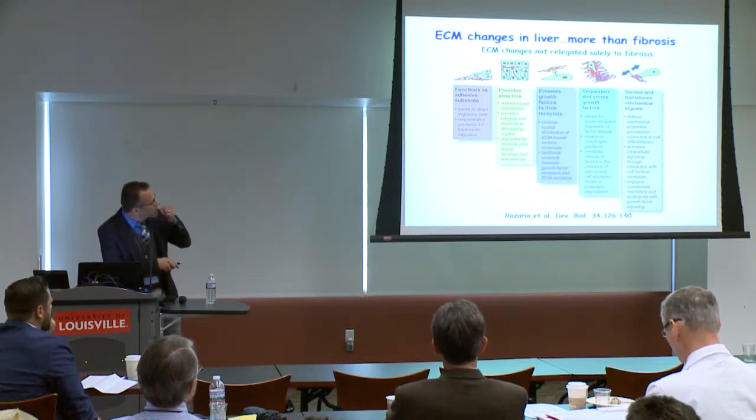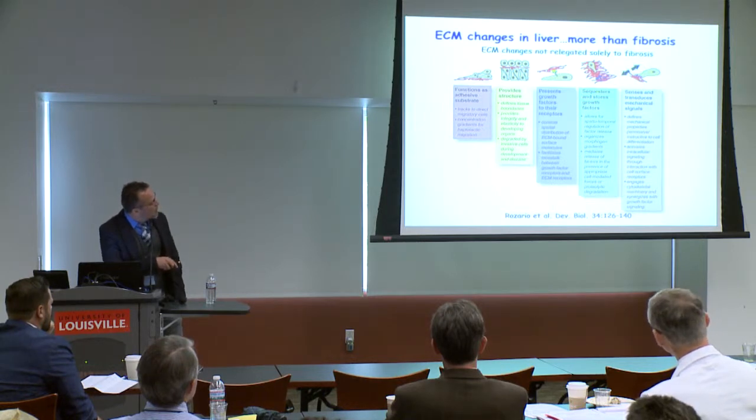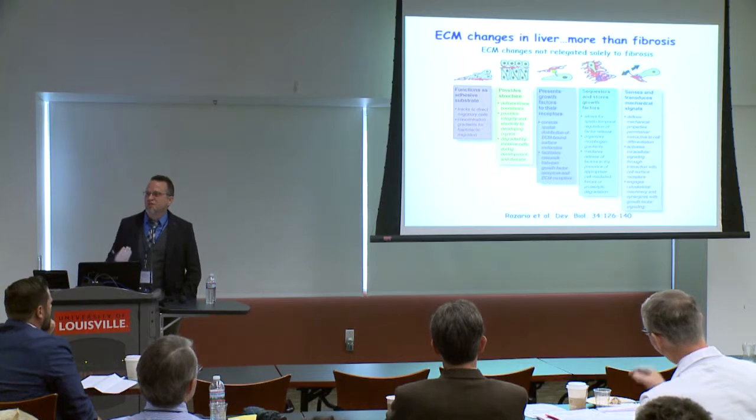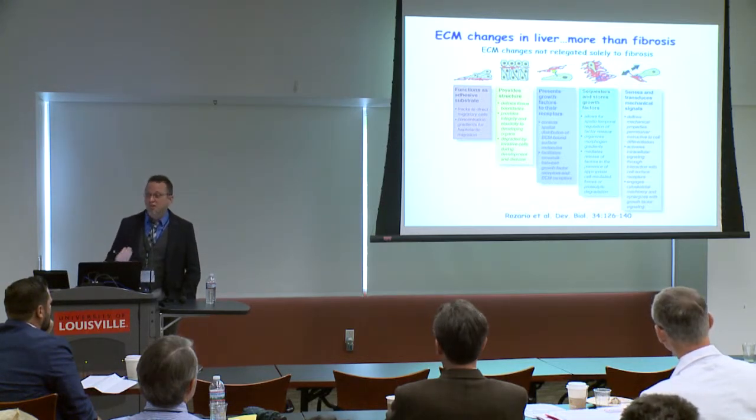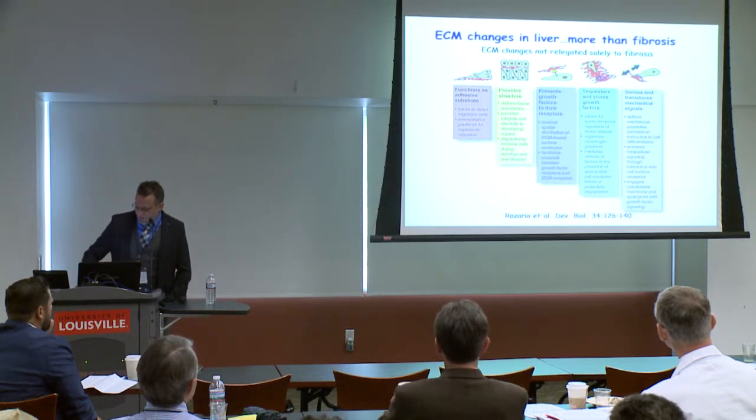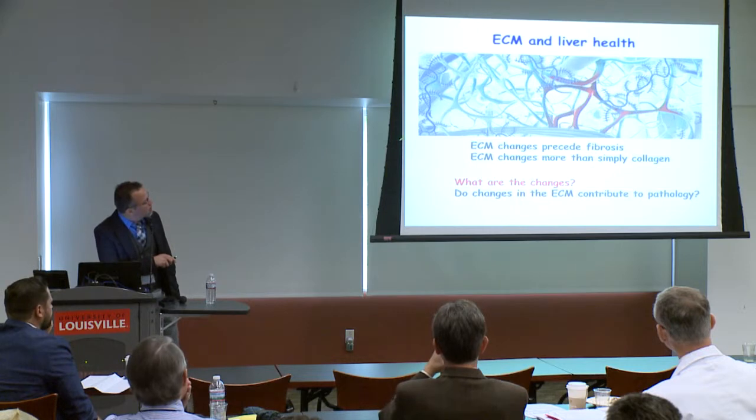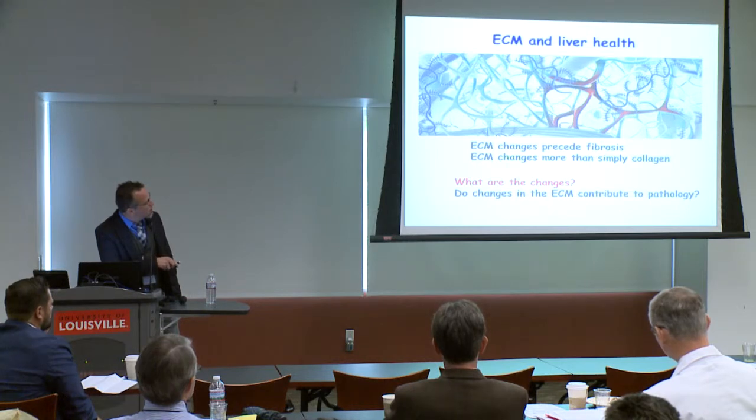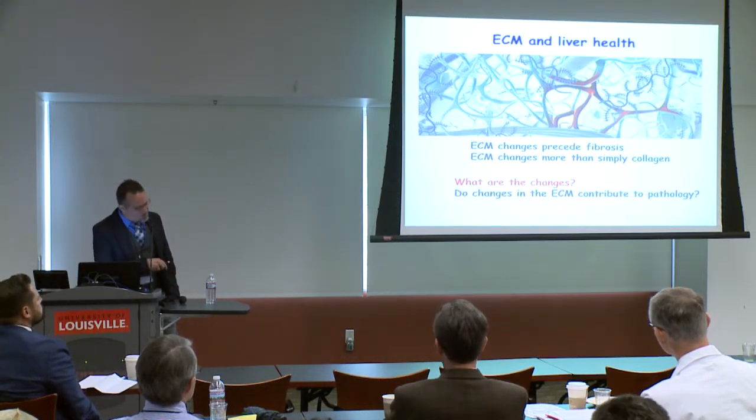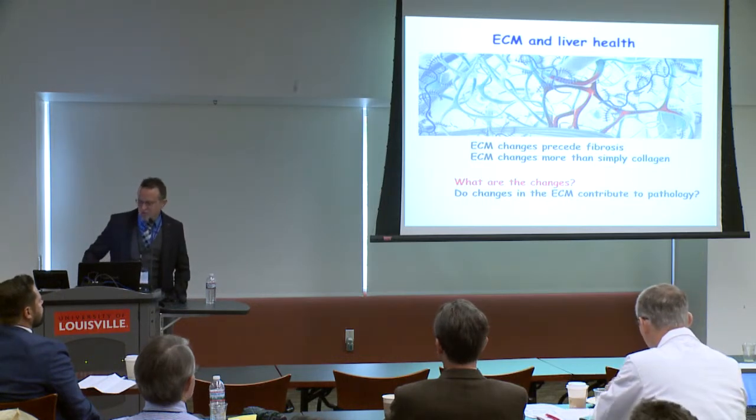It also will sequester and store growth factors and plays a critical role in signal transduction communication between the extracellular space and the intracellular space. And all this has nothing to do with forming a fibrotic scar. So I wanted to make an argument that perhaps extracellular matrix changes precede fibrosis, that these changes are more than simply collagen. What are these changes, and can these changes contribute to liver pathology?